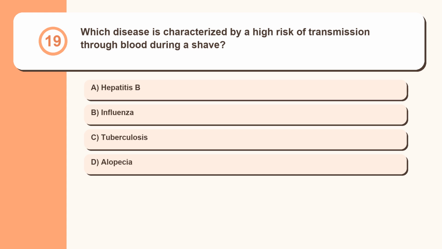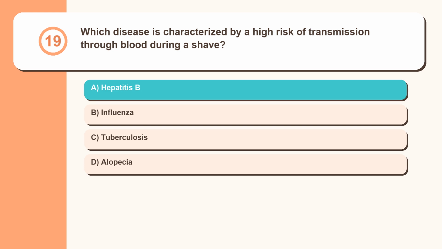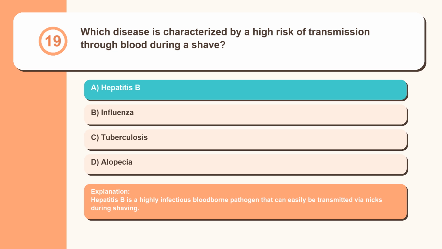Question 19. Which disease is characterized by a high risk of transmission through blood during a shave? Hepatitis B, influenza, tuberculosis, alopecia. Hepatitis B is a highly infectious bloodborne pathogen that can easily be transmitted via nicks during shaving.